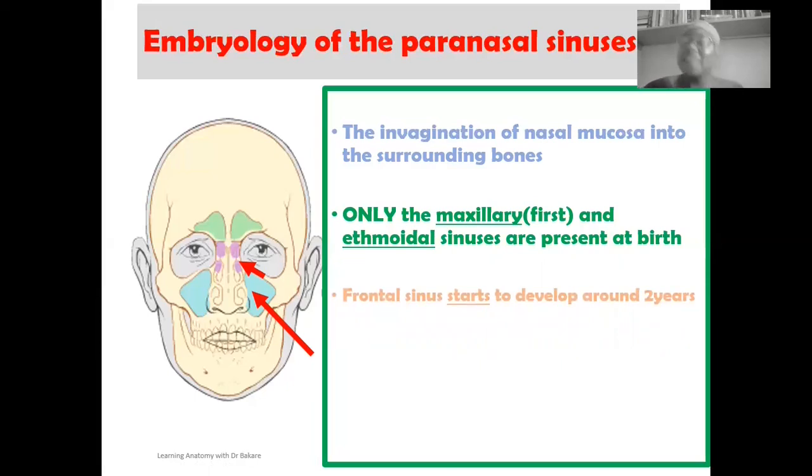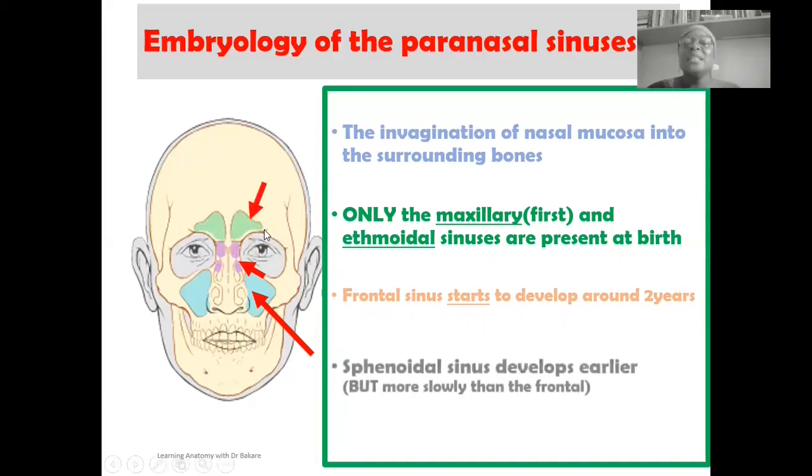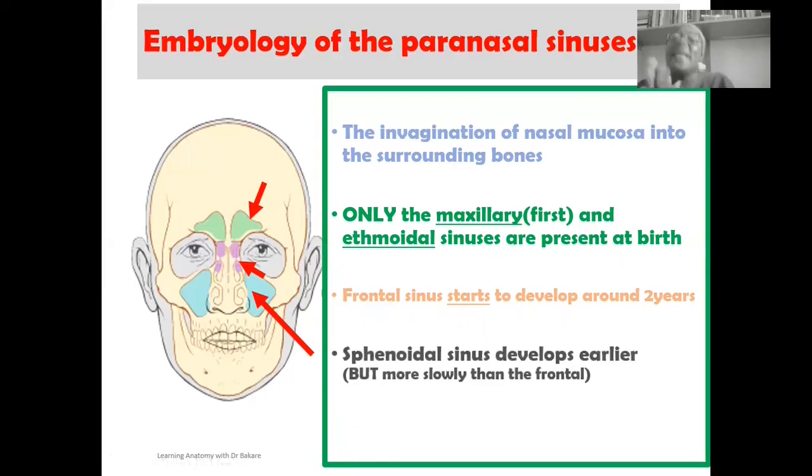For the frontal sinus, it starts to develop around the age of 2. This is where we have the frontal sinus here above within the frontal bone. Then the sphenoidal sinus will develop earlier than that. But it is known that the sphenoidal sinus tends to develop slowly. But generally, the sinus develops as a small air-filled space, and this tends to increase as development proceeds.